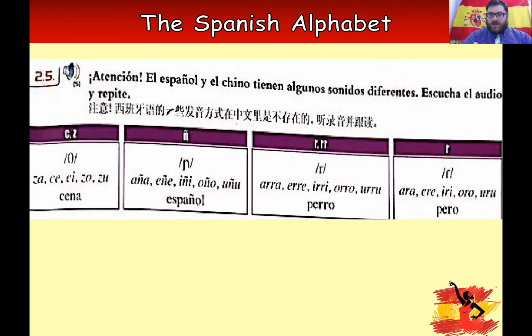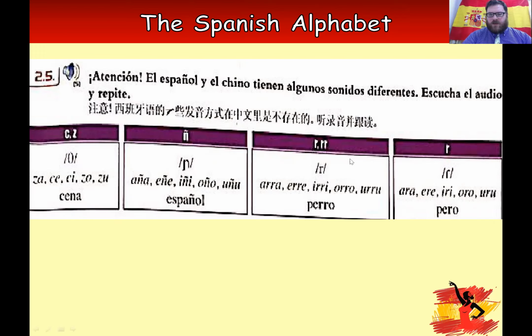So if you haven't noticed yet, Spanish and Chinese have some different sounds. Okay. So once again, here's a nice little audio for you guys to listen to. Number 5, talking about the th in Spain Spanish, okay? So you have th, cena, nya, this is a phonetic symbol. Año, español. In Latin America, we say español, but in Spain Spanish, we say españothl.